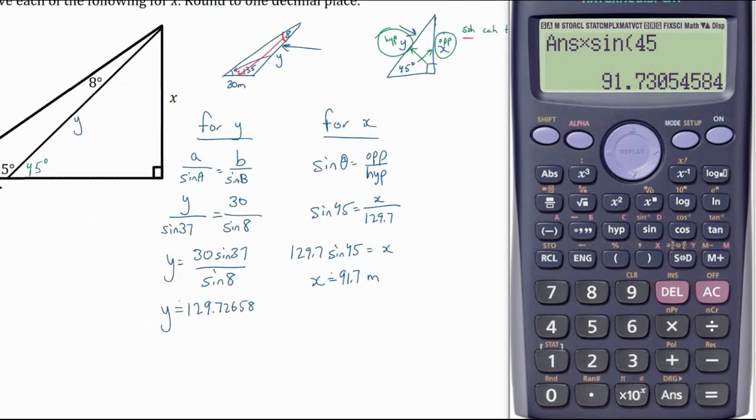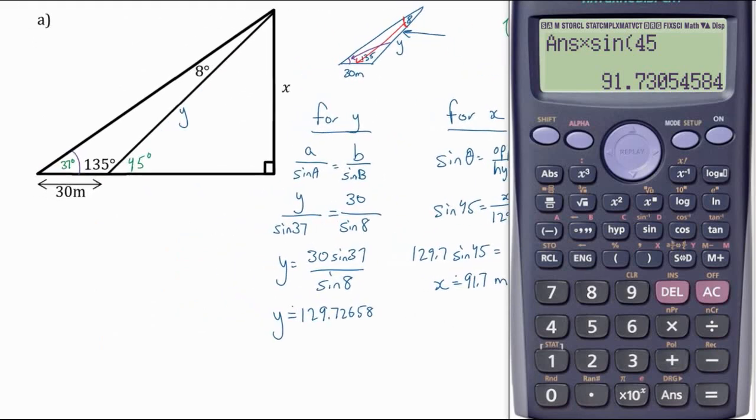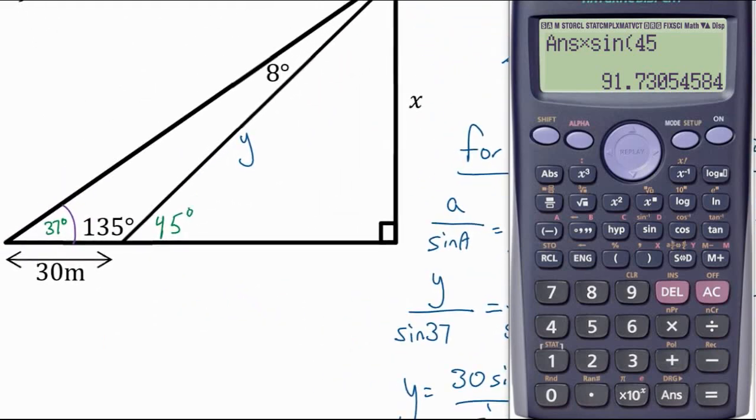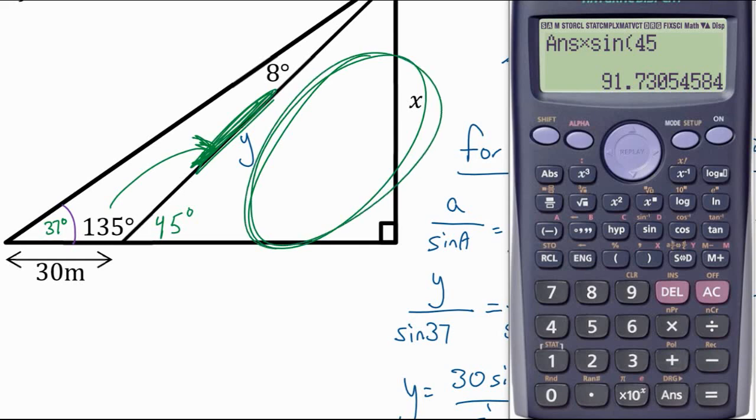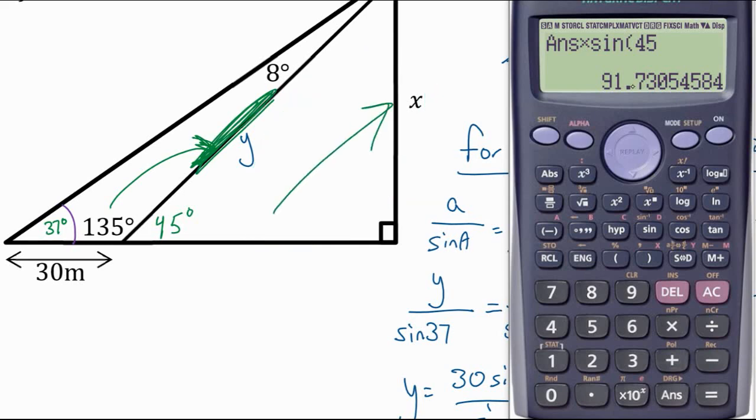Okay, so that was one of the examples where, again, I've got two triangles, and I recognize that in this smaller triangle, I was able to use the information I was given to find y, and that was useful because that's a side length in this triangle, and that allowed me to solve for x.